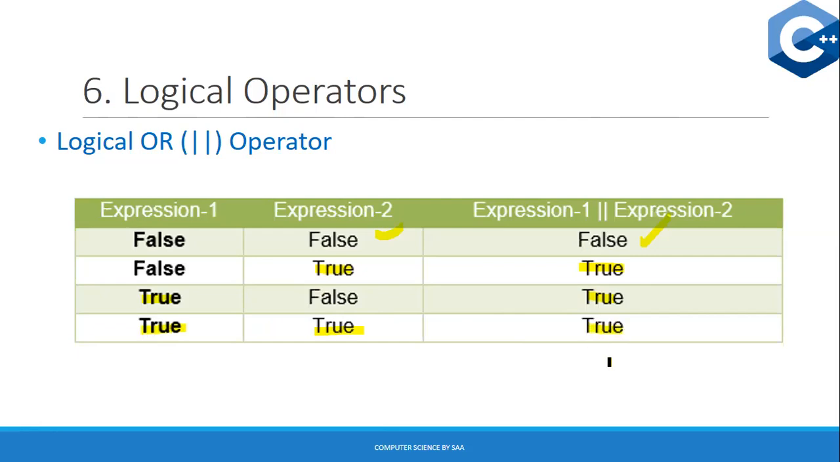It is kind of opposite to the logical AND operator. The AND operator gives the result true when both conditions are true. If one condition is false, it will give the false result. That is opposite to the logical OR operator. If one is true, then you will get the result true.